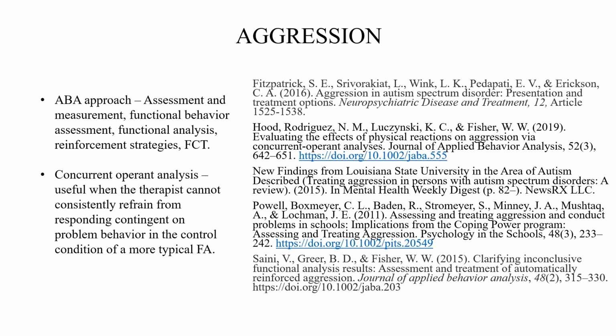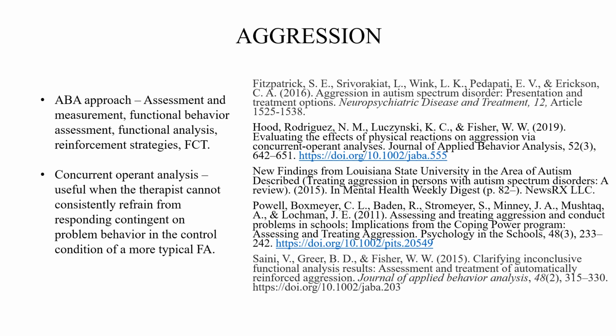For the first concern, I have taken aggression. As we all know, ABA can do a lot with aggressive behavior. With the ABA approach, we have our own assessment and measurement using the FBA and the functional analysis. We can easily find the function of the aggression, and then using reinforcement strategies, antecedent strategies, and functional communication training, we can effectively treat aggressive behaviors.